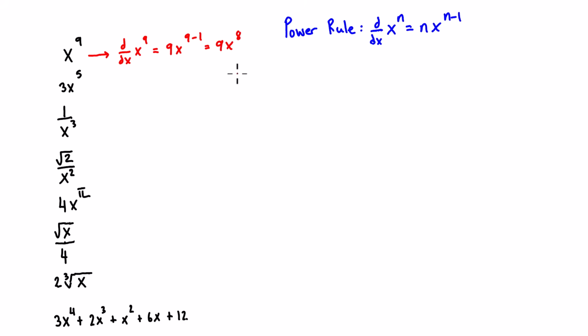So if someone asked you to find the slope of this function at, let's say, x equals 5, you would just plug in 5 here, and the value would be the slope at that point. All right, let's move on to the next one here.